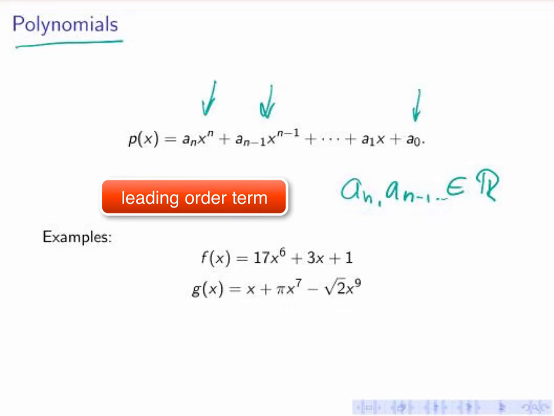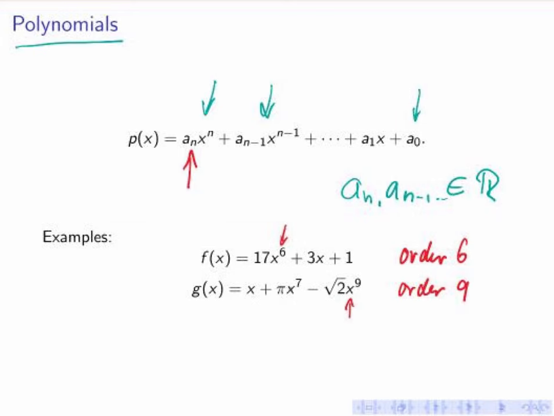Interesting is what is called the leading order term. Here this is the leading order term, and we say a polynomial has order n if the leading order term is a_n x to the n. So this one has order 6, right? The highest order term is 6. And this one is a polynomial of order 9, because the highest order is 9 here. It doesn't have to be at the beginning, the highest order term can appear somewhere else along the line.